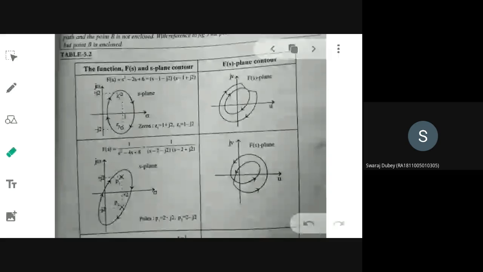Next we will move on to another concept which will lead to the principle of argument that might be asked in a 4-mark question. The page is loading. Okay, this page is shown. In the first diagram, how many poles and how many zeros are there? First diagram, tell me. How many poles and how many zeros are there in the plane?